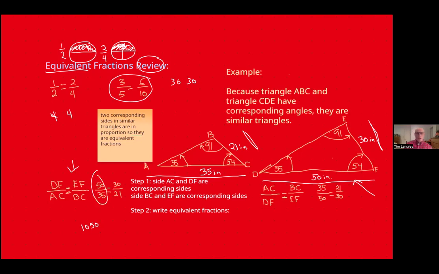Okay. And if I did the math again to see if they correspond, I could cross multiply, like 50 times 21, and I would get 1050. And if I cross multiply 35 times 30, I'm going to get the same number. So we're just looking at similar triangles. These two triangles are similar to each other. And we can create these fractions, which is going to become important in a moment.